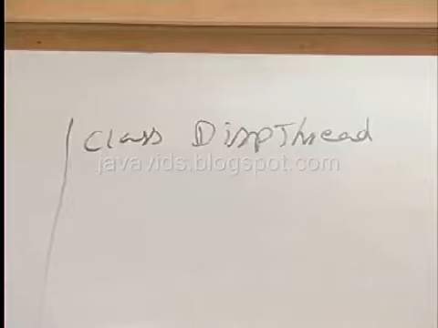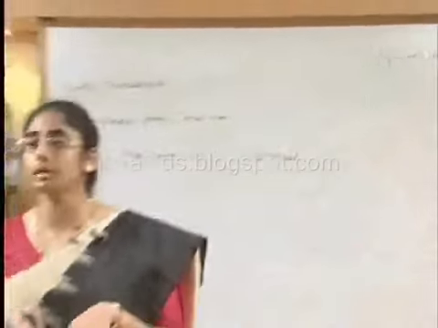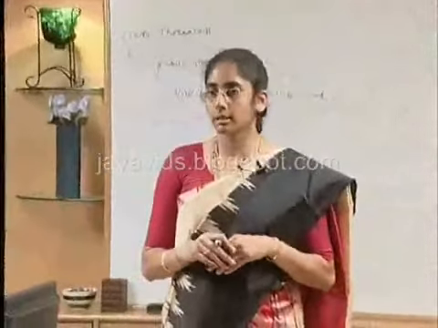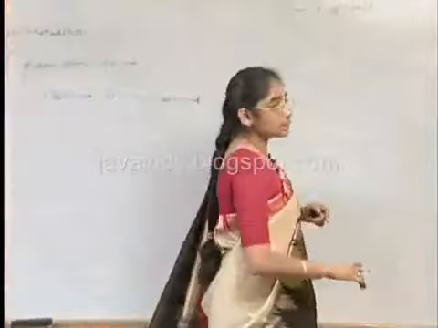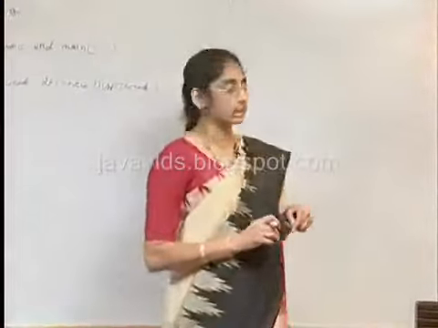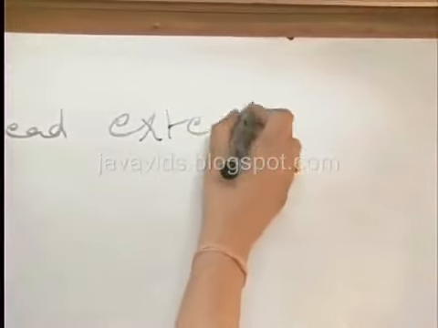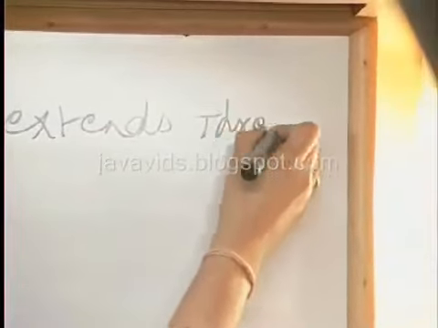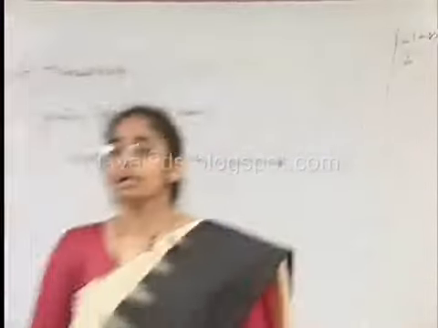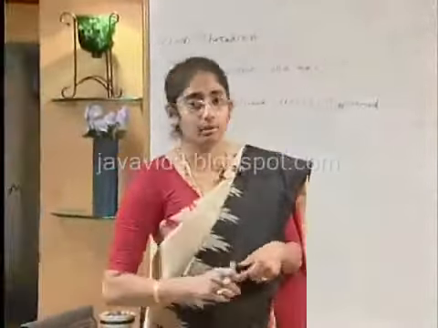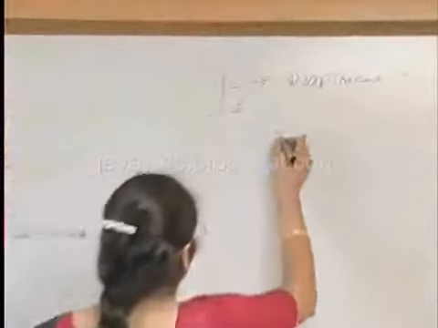Let's follow the steps that we wrote. We are going to look at the first method, extending by the thread class. First method says extend a class from the thread class. So we have a class which extends from Thread. The next step says override the run method. So public void run.